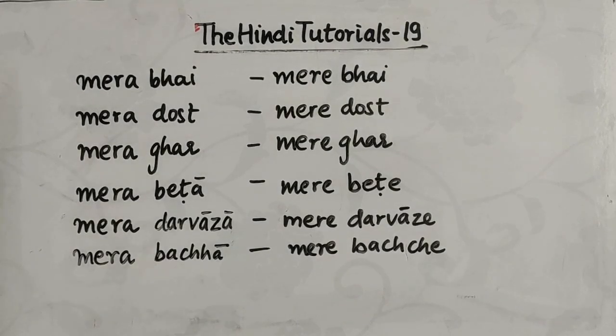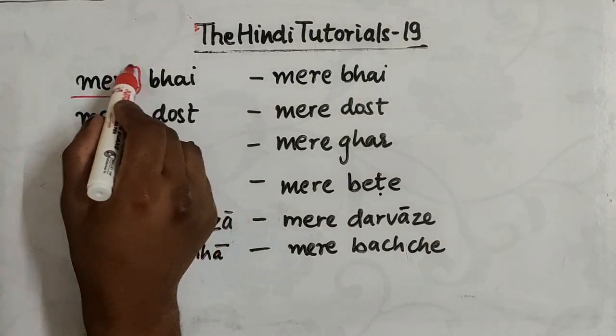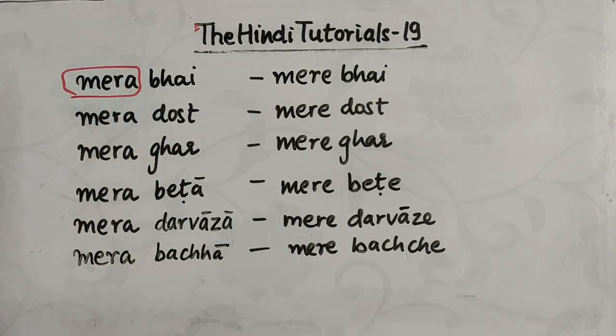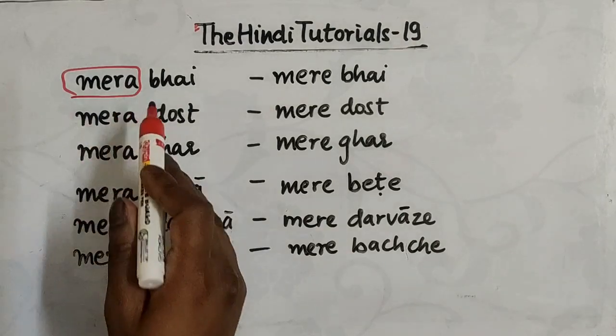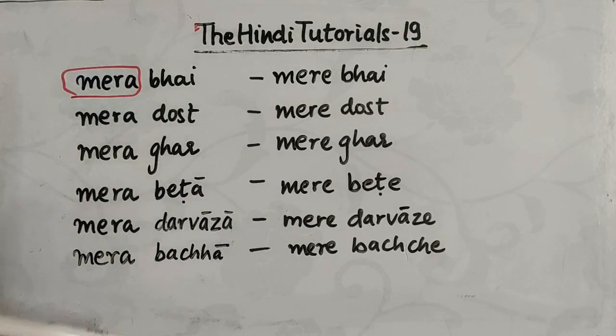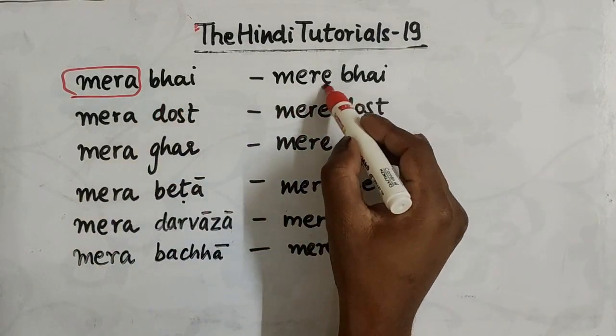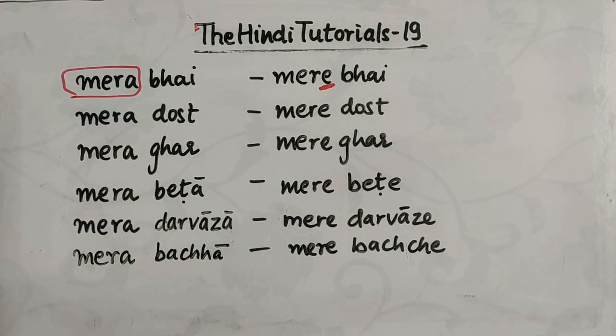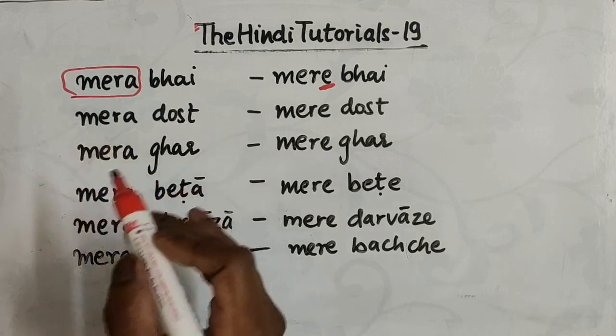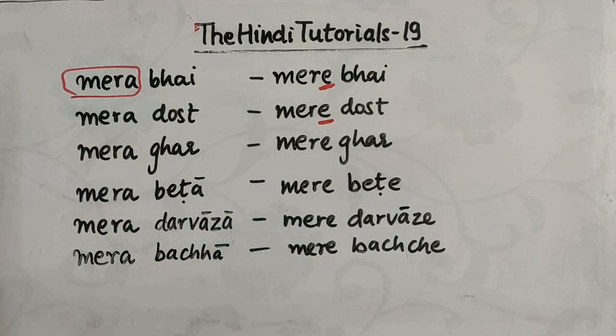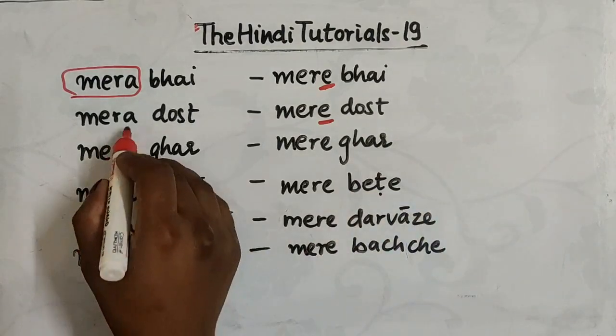Now, since we are going to learn plurals today, I would like to tell you how to make plural of mera and meri. We have learned in tutorial number 11 that mera bhai means my brother. All these words are masculine words, that's why we have used mera. Otherwise, we have used meri. So, mera bhai is my brother and mere bhai is my brothers. Mera dost is my friend and mere dost is my friends. Of course, male friends, that's why mera.